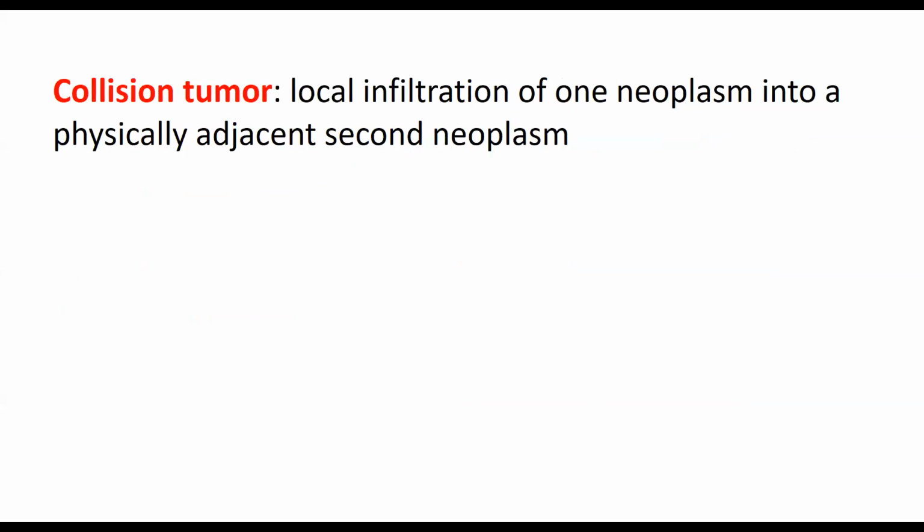Okay, what's a collision tumor? A collision tumor is local infiltration of one neoplasm into a physically adjacent second neoplasm. So there's two different tumors growing at the same site, but separate initially.